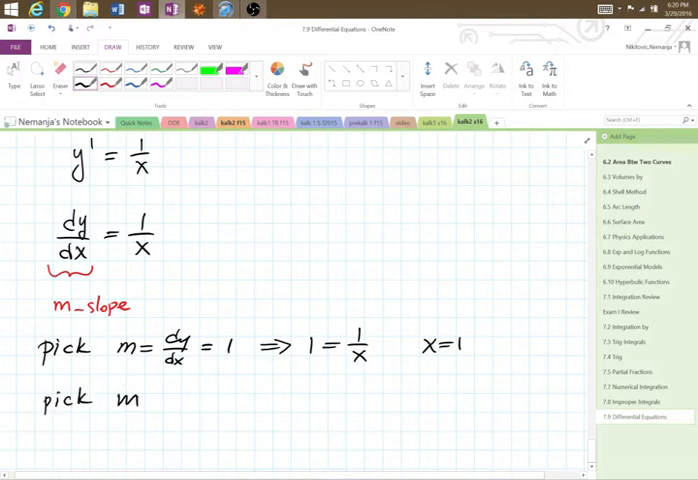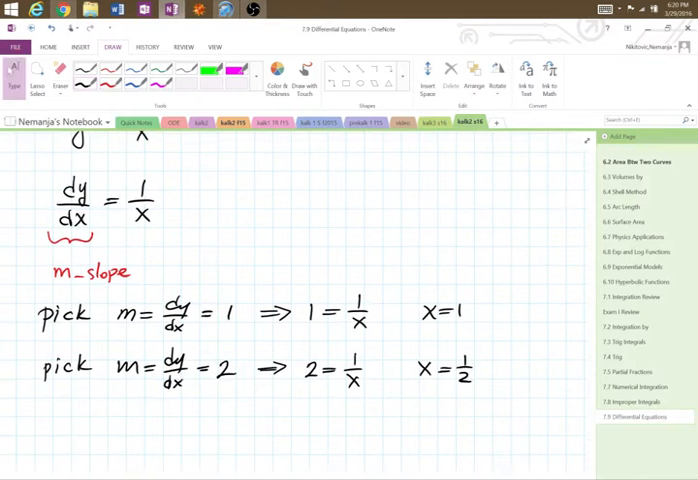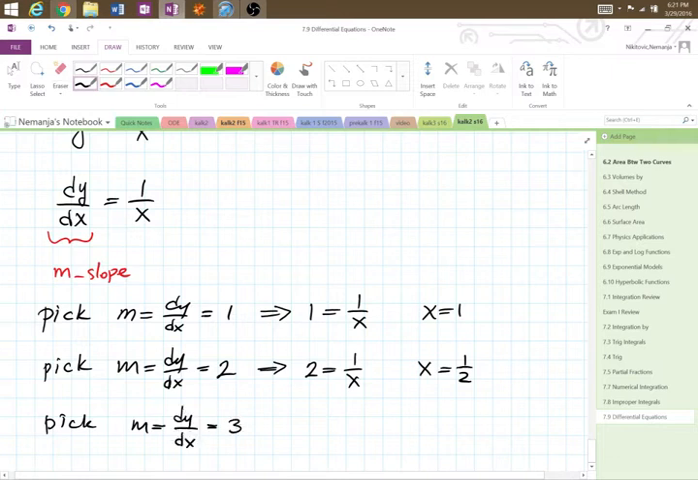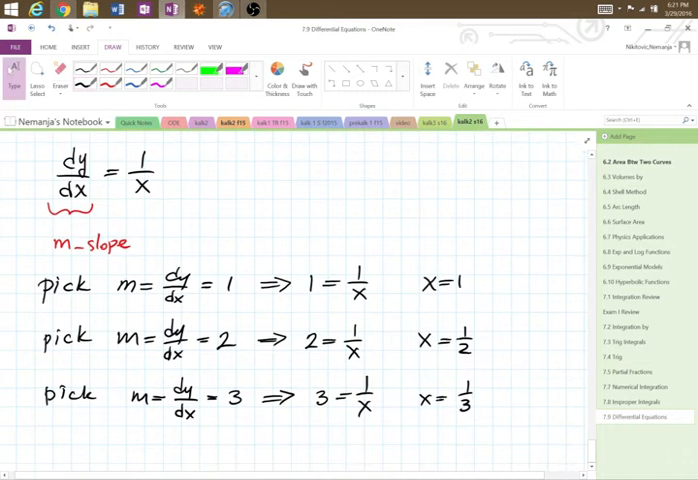Pick m, which is dy/dx, let's say 2. In that case, 2 is equal to 1 over x, from where x is equal to 1/2. Pick m equals dy/dx equal to 3. From there, 3 is equal to 1 over x, from where x is equal to 1/3. We see the pattern, right? How about trying to pick different values?